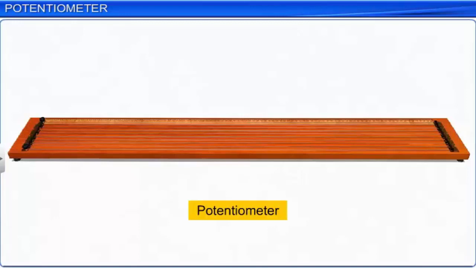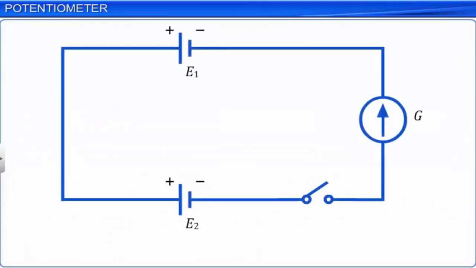To understand the principle of a potentiometer, we take a simple circuit, where two cells with EMF, E1 and E2, are connected in a loop such that their positive terminals are joined and negative terminals are joined by connecting wires. A galvanometer G is connected in series in the circuit as shown.